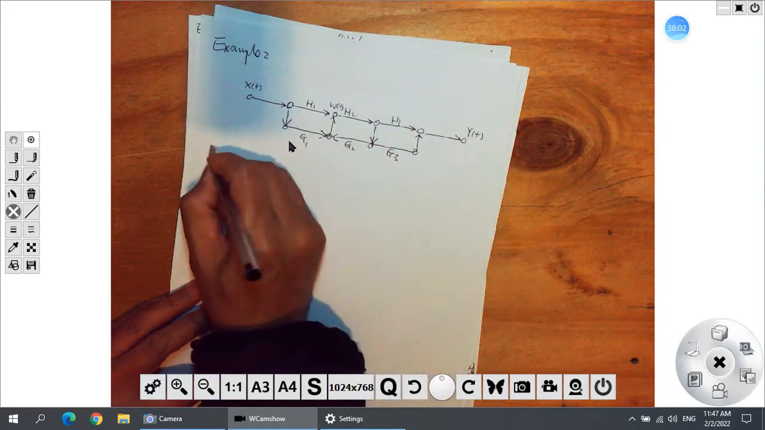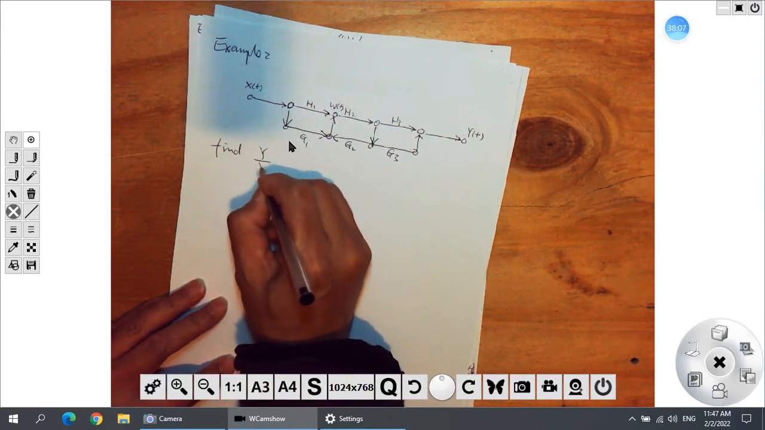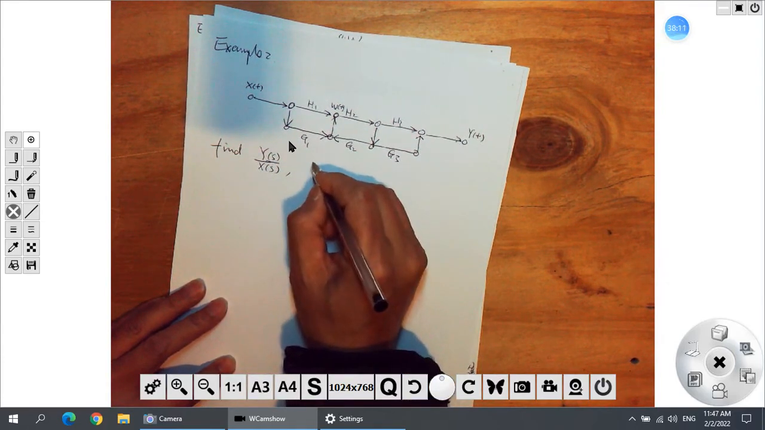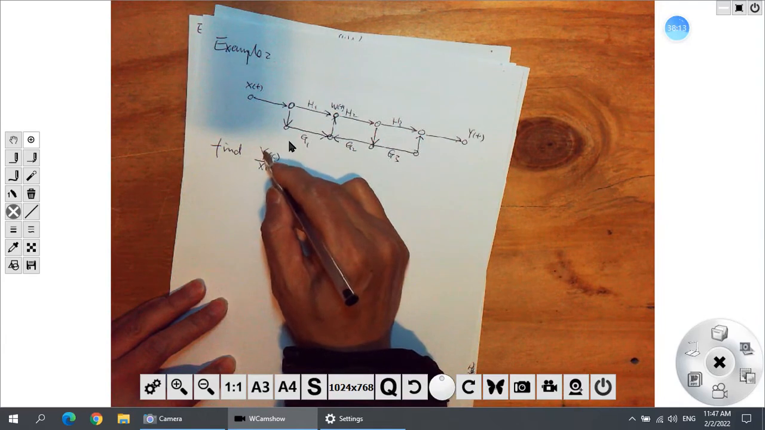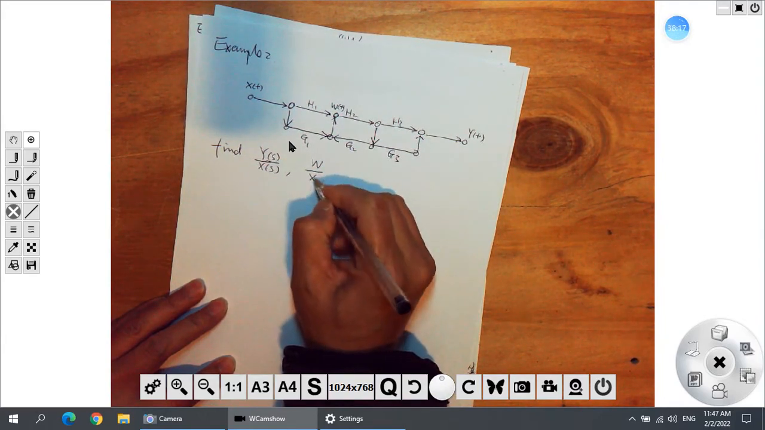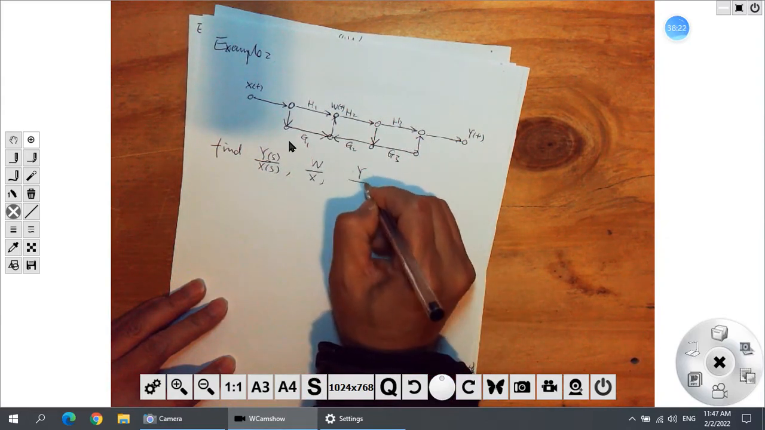We want to find Y over X. You can also write it as W over X, actually in the S domain, the transfer function, or Y over W. We want to find these three.